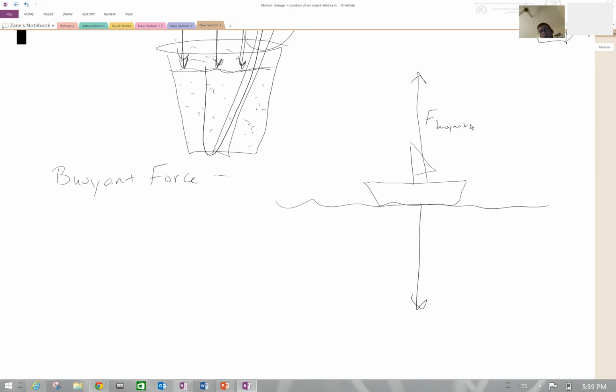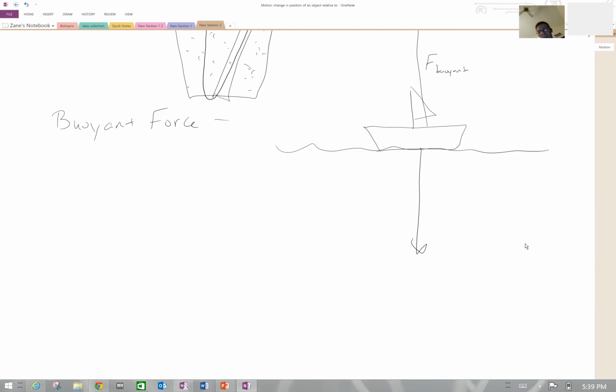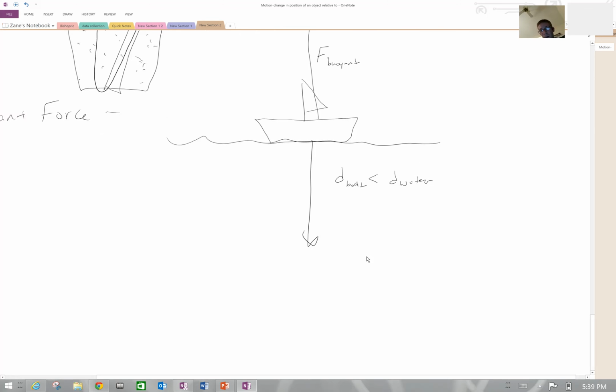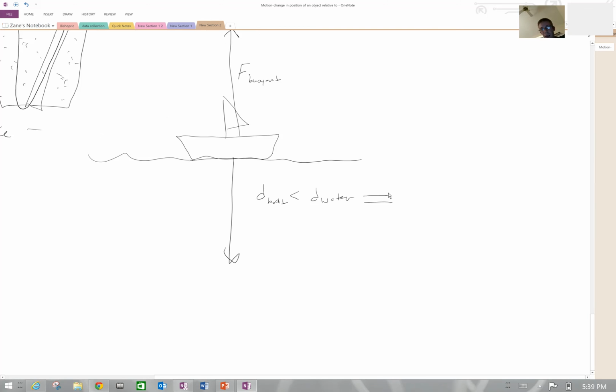Now, objects will sink or float primarily due to their density. Okay. So density, if, let's say, our boat, we'll say density of our boat, if that's less than the density of water, then the boat will float. Okay, because heavier objects, or more dense, I should say, more dense objects tend to sink.